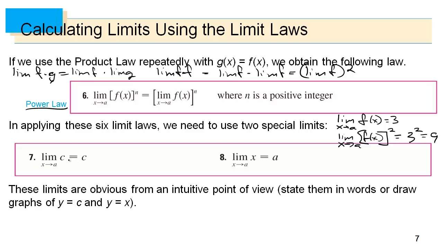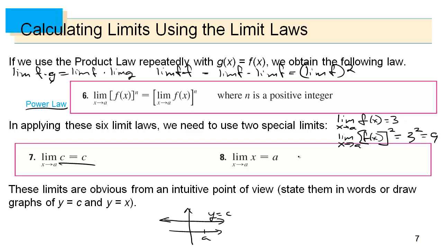A couple other ones should be kind of a no-duh, right? If we're taking the limit of c, where c is a constant, so we're trying to take the limit of the constant function, well, that answer is just going to be c. Remember, what does the constant function look like? If these are our xy axes, then a horizontal line, that's y equals c. So no matter where you are, pick any x, pick any a, the height's not changing. So it's always just c.